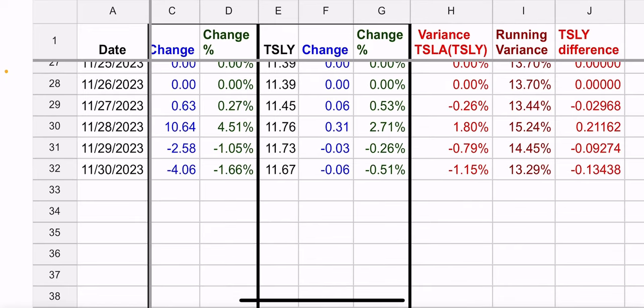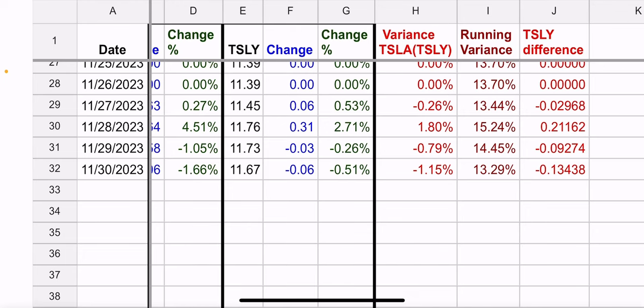All right, so for the day, TSLY won by 1.15%, but overall for the month, and we're now at a month close, Tesla won. We're just talking about the movement in the stock price, the ETF price. By 13%, Tesla beat TSLY. But again, that doesn't include the distribution.